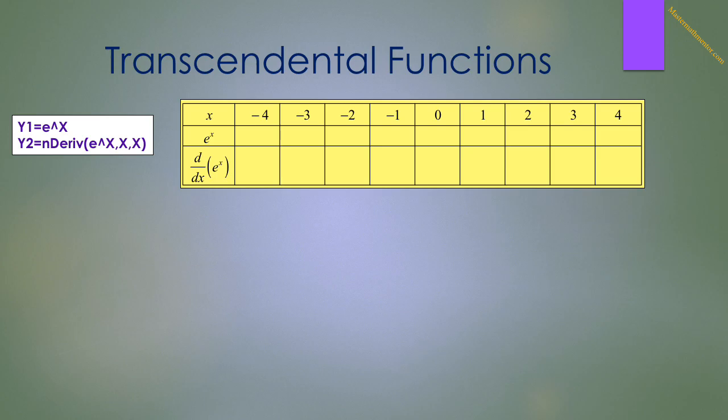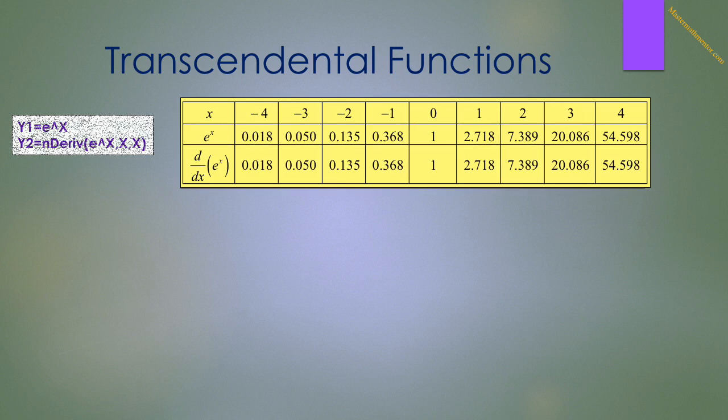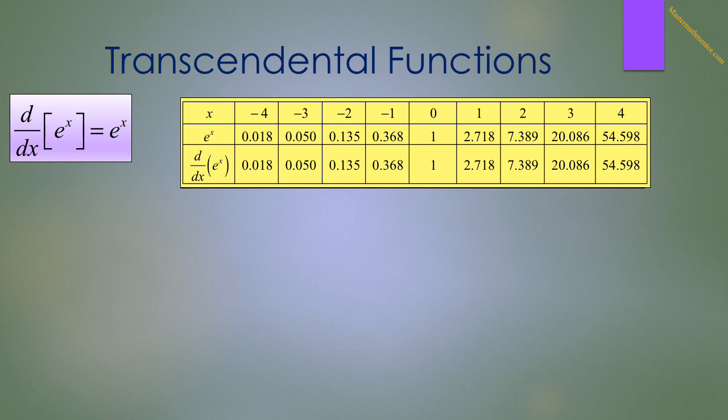So let's have the calculator compute the derivative for us. We will let y1 equal e raised to the x and y2 equal nDeriv of e raised to the x, comma x, at x. On page 60 there is a table for e to the x and the derivative of e to the x. So turn off the video and complete the table. It should be obvious by our table that the derivative of e to the x is e to the x.